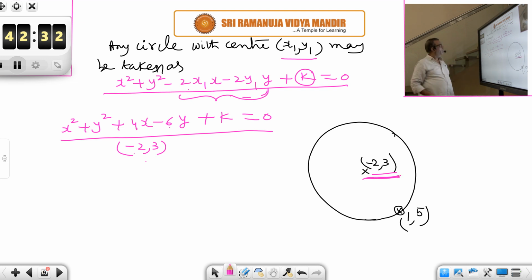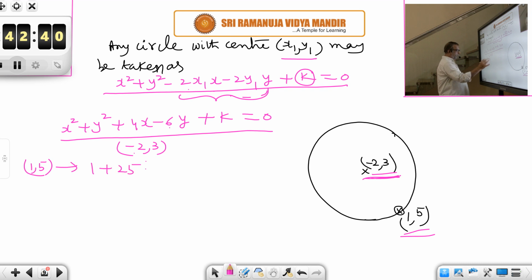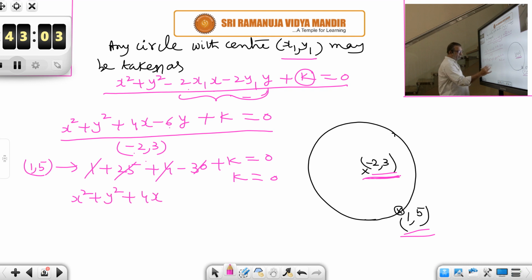So how to find the value of k? It passes through the point 1 comma 5. So 1 comma 5 you substitute and find the value of k. 1 plus 25 plus 4 into 1, 4, minus 30 plus k is equal to 0. So 26 plus 4 is 30, 30 minus 30 is 0. So I am getting k is equal to 0. Therefore the equation of the circle is x square plus y square plus 4x minus 6y is equal to 0. Okay, this is our S.